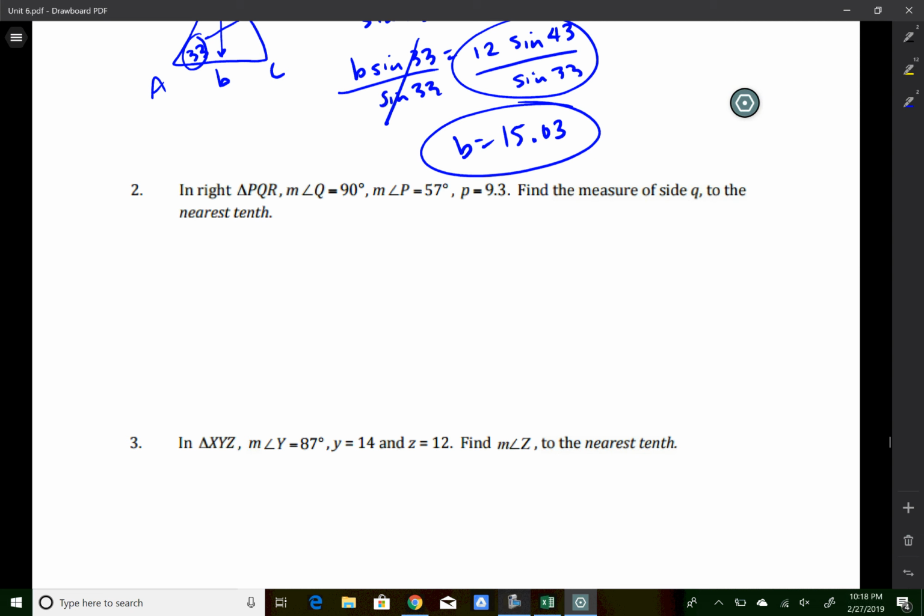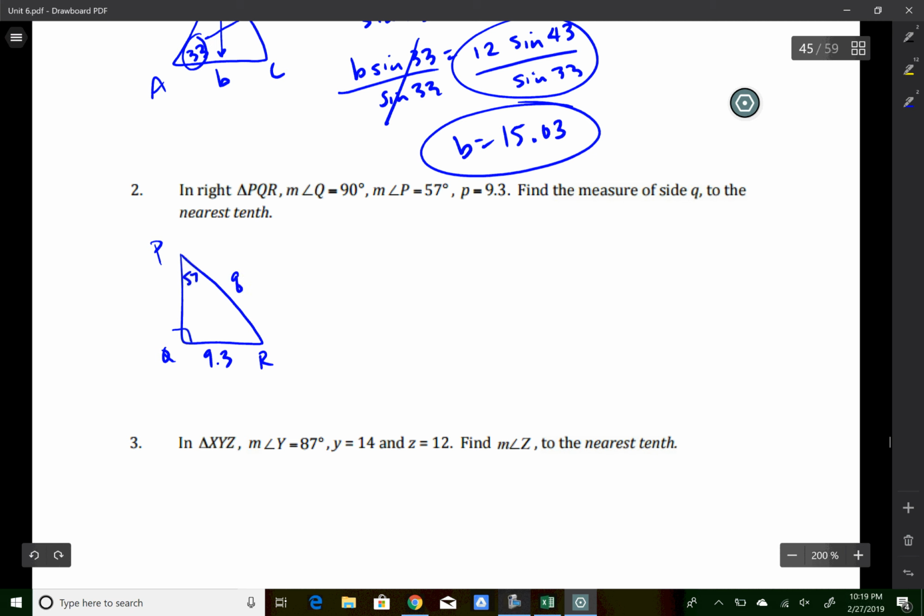Let's try another one. In right triangle PQR, it says angle Q is 90, so P and R are just in the other two spots. Angle P is 57. It says side P is 9.3, so that's the side down here. And it wants us to find side Q. Now, we totally could use regular SOHCAHTOA for this, right? I could say it's a 90-degree angle.